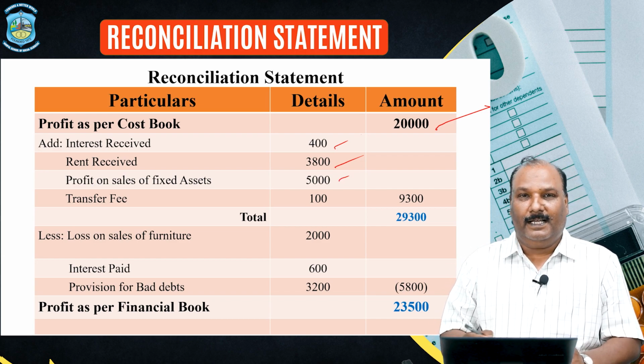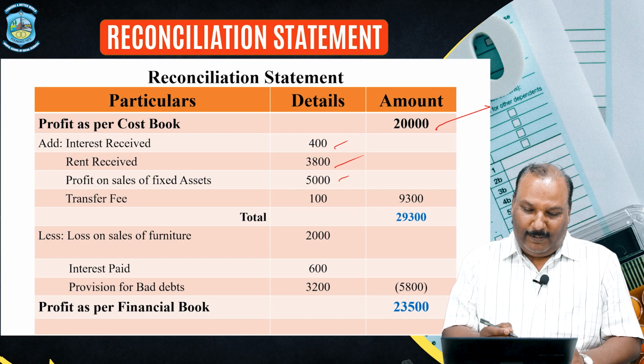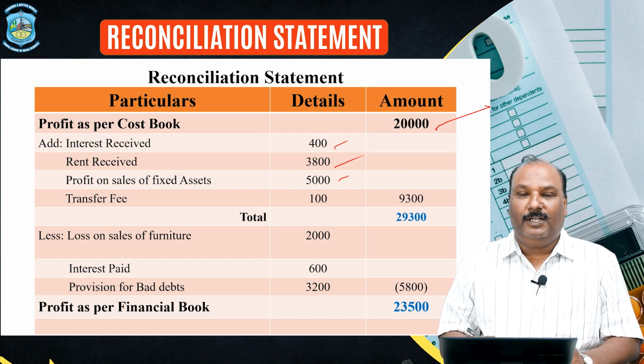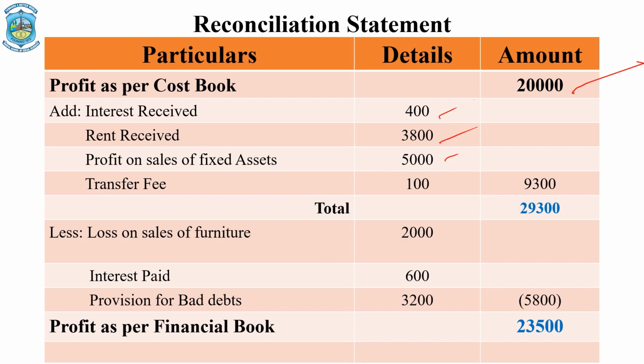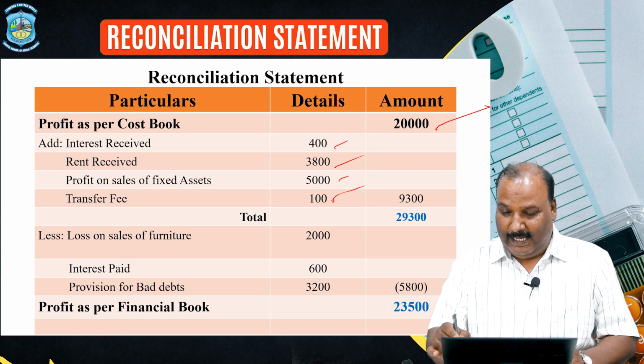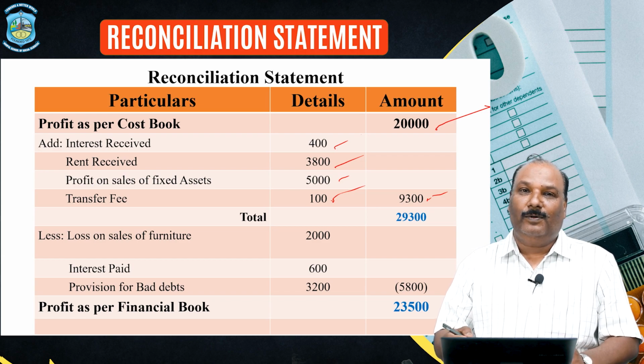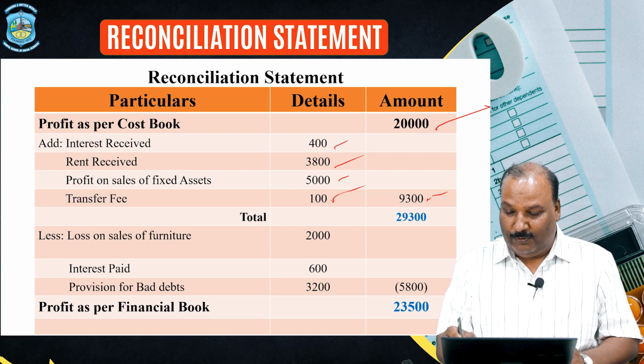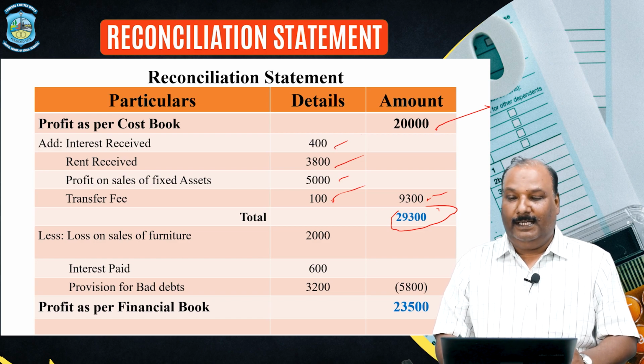Transfer fees is again income for the financial book. We have to see the impact of the transaction on the financial book. Transfer fees will increase the profit of the financial book, therefore we will add 100 rupees. Now we sum all these four items: 400 rupees, 3,800 rupees, 5,000 rupees, 100 rupees. The total is 9,300, which we add to 20,000 rupees, so the total becomes 29,300.